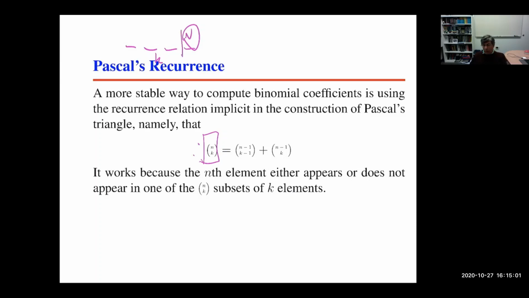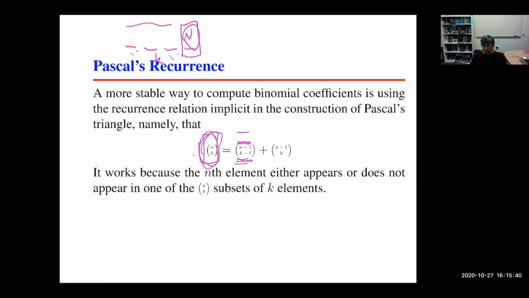If you are going to include the big n as the biggest value, how many ways are there left to finish this? You have the numbers 1 to n minus 1 to finish the rest of the slots, and you now have k minus 1 slots to fill in. So the number of ways of picking k things out of n where n is included is n minus 1 choose k minus 1.